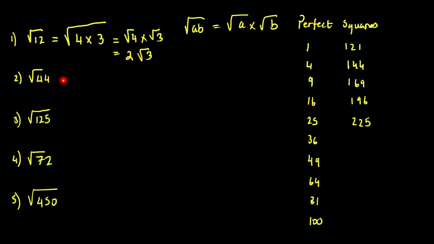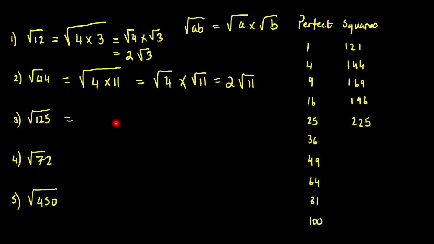Let's look at the next one. This time we have root 44. So I can go to any number which is less than 44. Of course, I can start with 36, but I know 36 won't work. None of these big numbers will work, but if I go to 4, I could write this as 4 times 11. So I can write that as root 4 times root 11. Now I can take the square root of 4, which is 2, and of course 11 is a surd, so this will simplify down to 2 root 11.